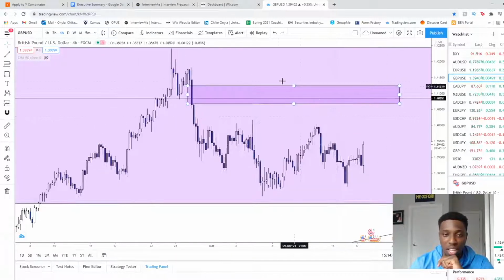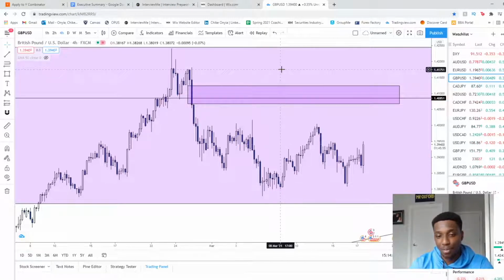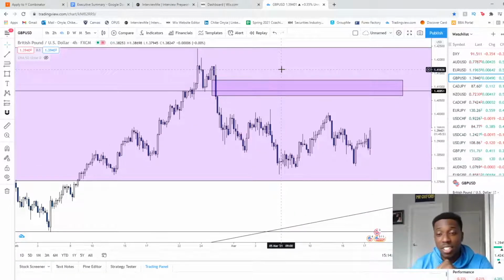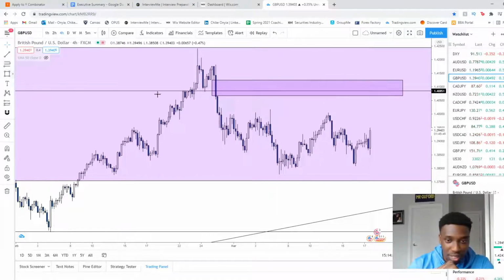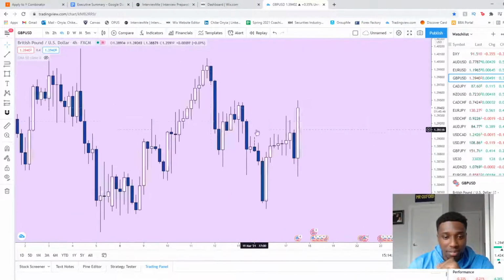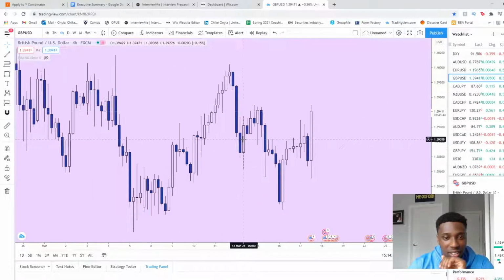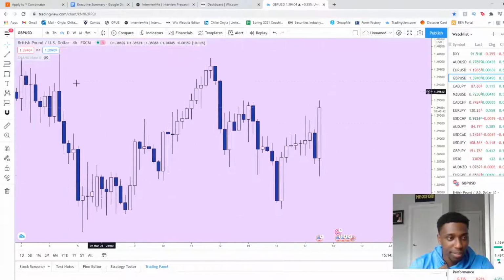Another thing to scope out: pause the video, see if you can find anything else, right? And when you're done, I'm going to tell you what it is. If you look at the 4 hour, come closer. Look at this swipe of liquidity here.